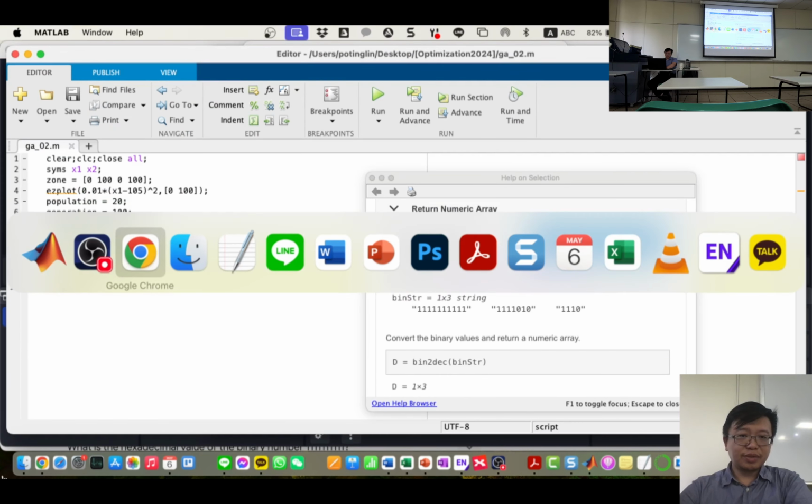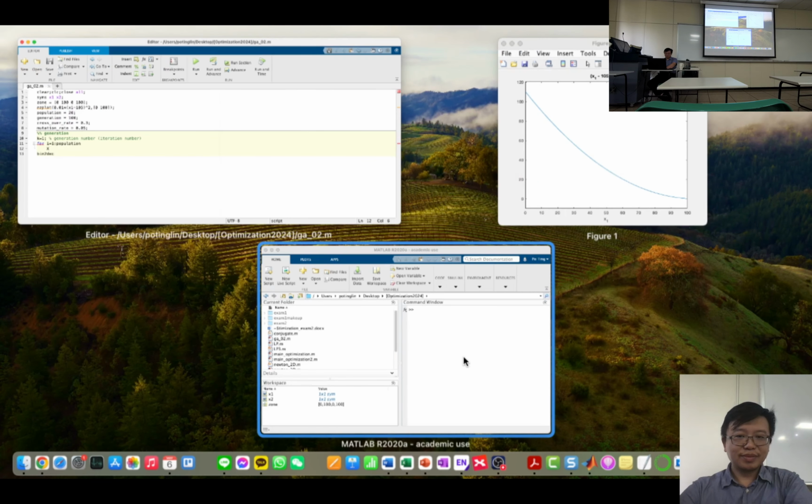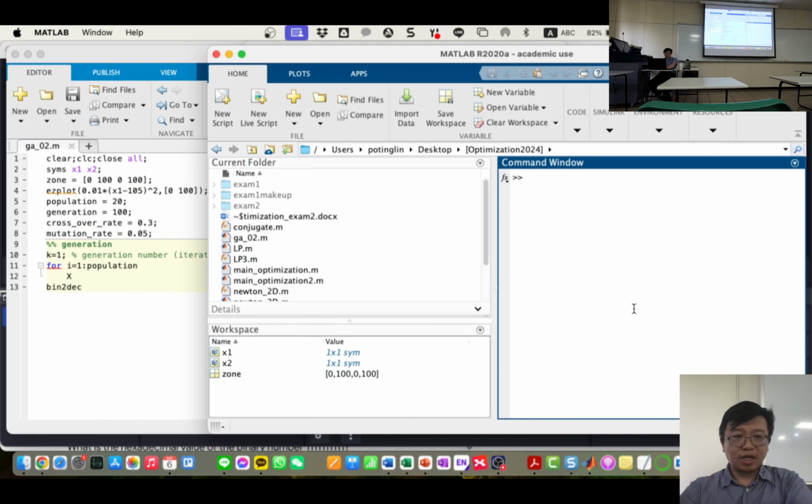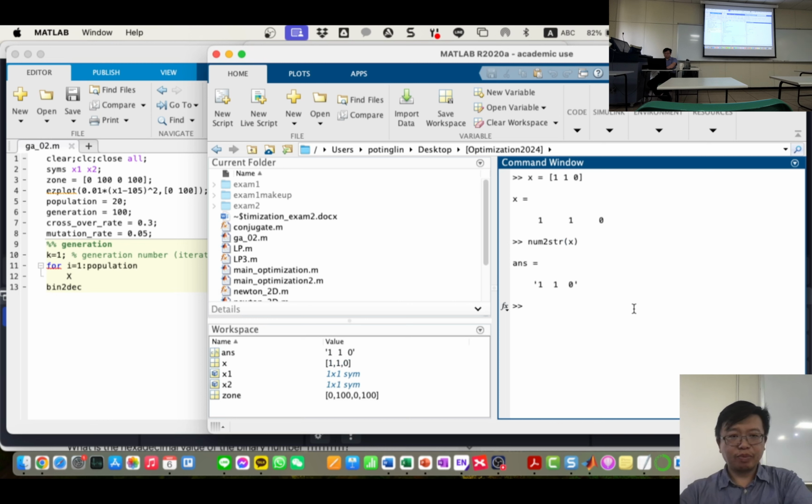Just double check. If I have a vector of 0 and 1, and if I convert to string, that would be, can I convert binary to decimal number to strings? Oh yes, okay.